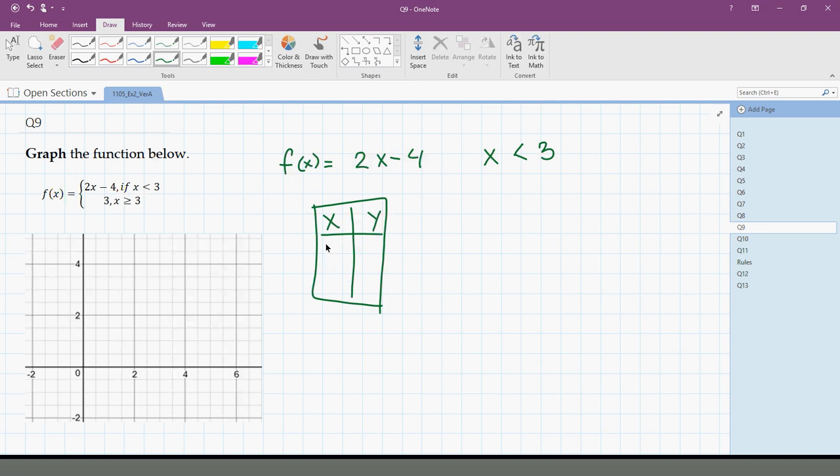So I'm going to start from the value, the restriction is 3. And less than, I'm going to do 2 and 1, just to keep it easy. Even I can do 1 and 0, easier. So if I replace 3 in here, I'm going to have 2 times 3, 6, minus 4, 2. And I'm going to replace the x by 1, minus 4. So 2 times 1 is 2, minus 4 is going to be a negative 2. And if I replace the x by 0, this goes away, and it's going to be a negative 4.